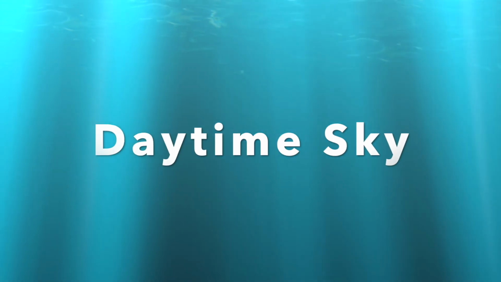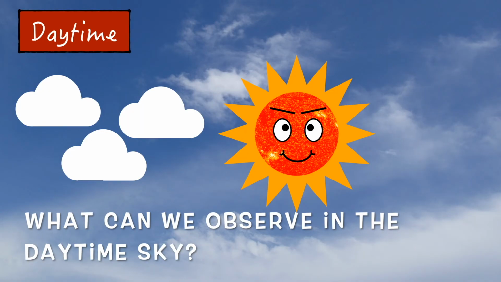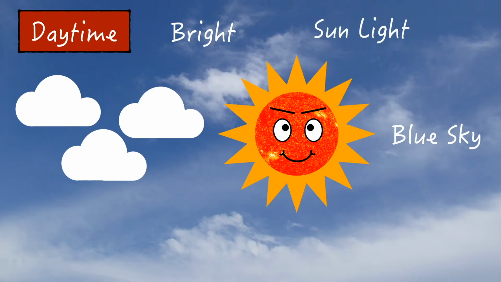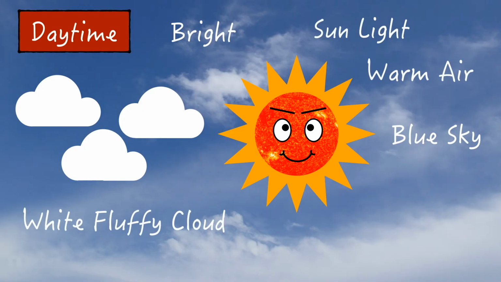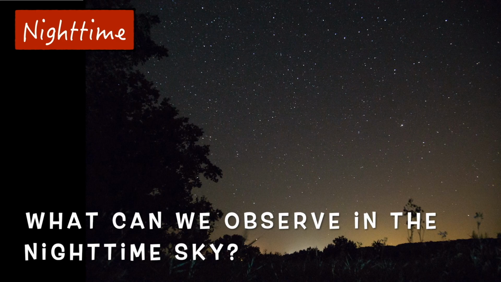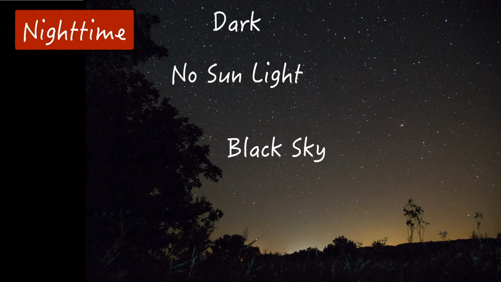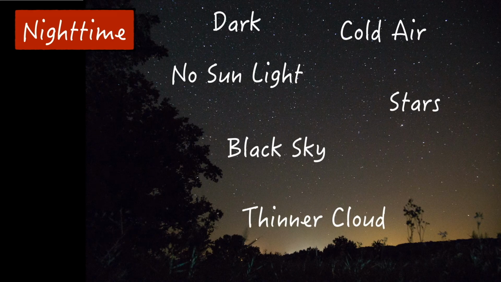Today we are going to learn about daytime sky and nighttime sky. What can we observe in the daytime sky? Blue sky, bright. Sunlight. Warm air. White fluffy cloud. What can we observe in the nighttime sky? Black sky, dark. No sunlight. Cold air. Stars. Thin cloud.